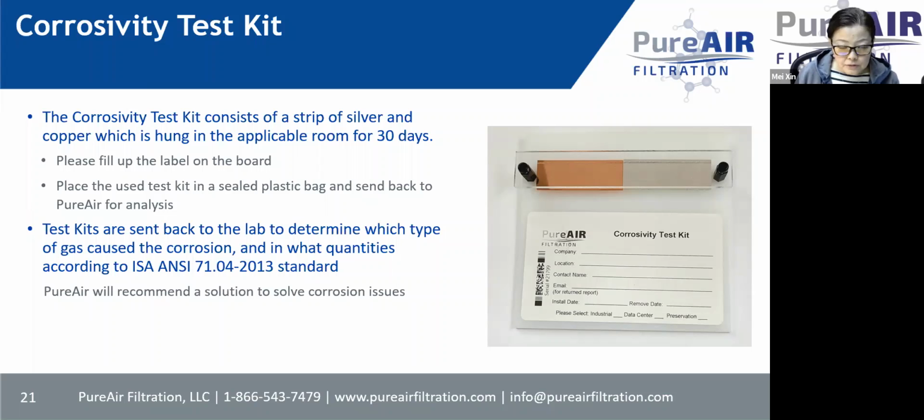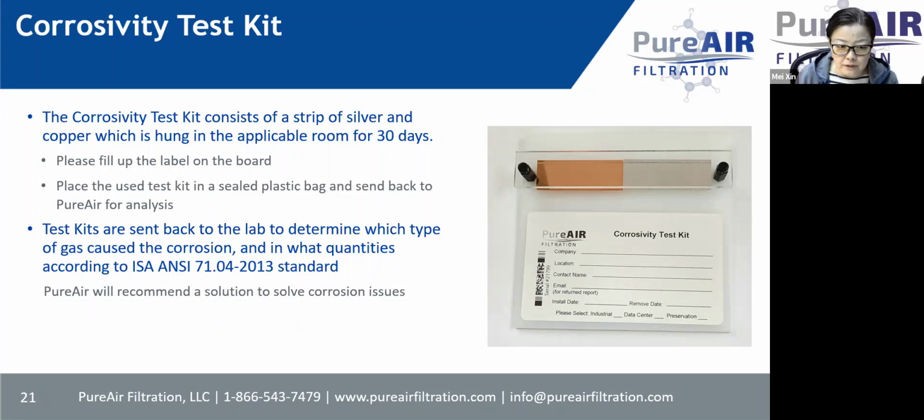For this corrosivity test kit, just like the sampling bag, please fill out the label on the board and place the used test kit in a sealed plastic bag and send it back to our lab for analysis. A lot of the time we see the used kit just sent in a box. During transportation, you may have other corrosion problems on the way. So we strongly suggest you put the used kit in a sealed plastic bag and send it back to us for analysis. There are several tips when you collect this kit.